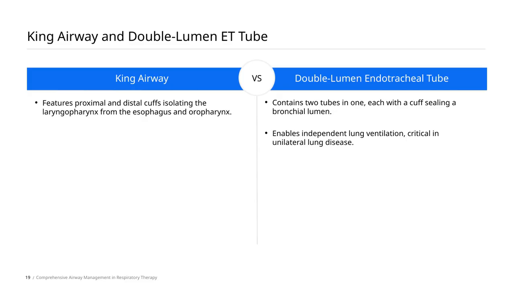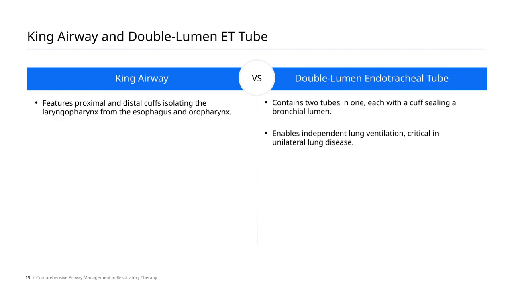Additionally, these tubes feature both proximal and distal cuffs. The proximal cuff isolates the laryngopharynx from the esophagus and oropharynx, helping to secure the airway and prevent leaks. The distal cuff, meanwhile, isolates the bronchial tree, allowing for more precise control of ventilation.